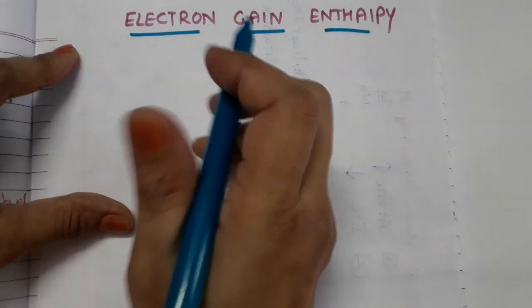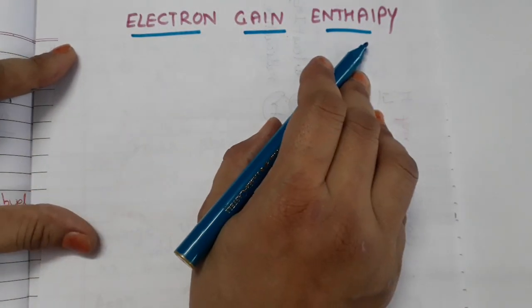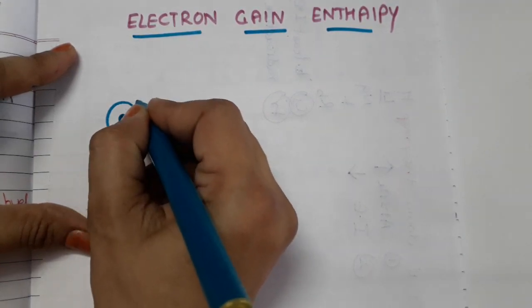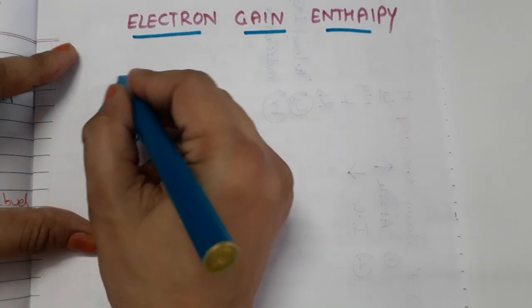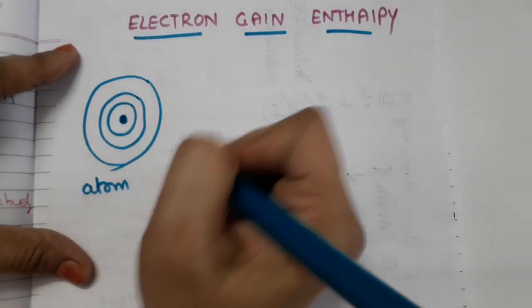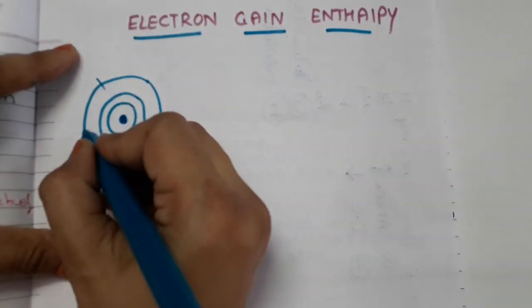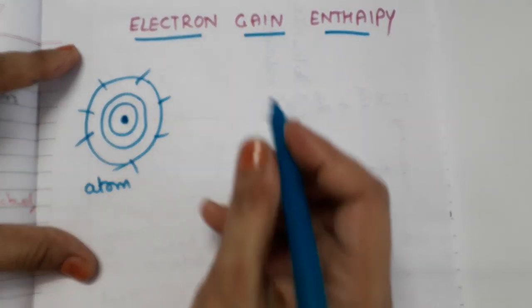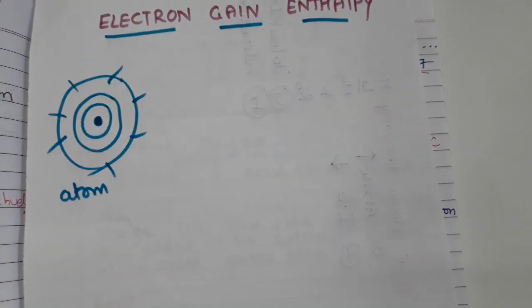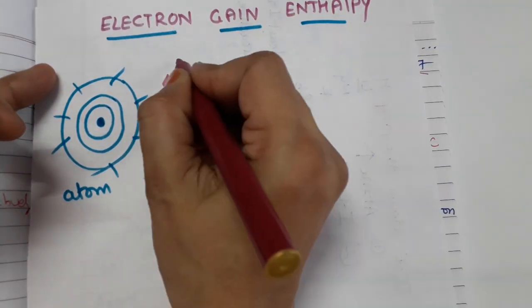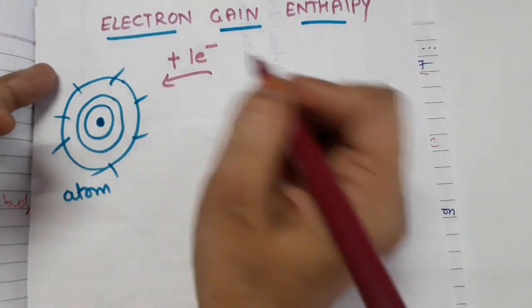Let us understand the meaning of electron gain enthalpy. Now, suppose we are having this nucleus and shells are there around. So, this is an atom which I have drawn. Now, in this atom, already we are having 1, 2, 3, 4, 5, 6, 7 electrons. This is just an example that there are 7 electrons present, and we are going to add 1 electron.